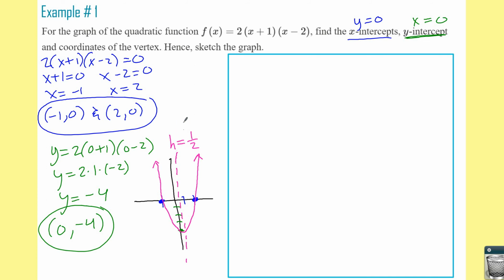So if h is 1/2, I can plug it in to get my y, or my k. So 2 times, well, 1/2 plus 1 is 1.5, and then 0.5 minus 2. Just easier to think in decimal sometimes. Then we can FOIL that out. Now it's not so much fun, but we've got calculators. So 4.5, I believe. Your vertex should be at 1/2, comma, negative 4.5.